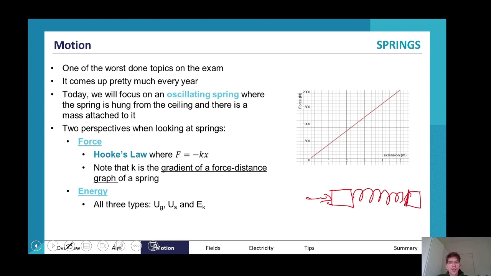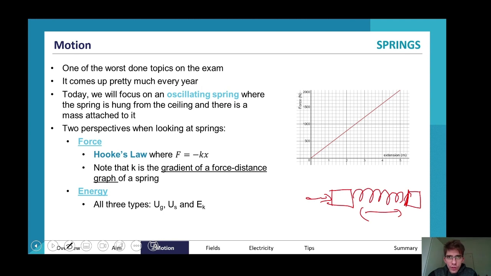Cool. Let's say we press the spring with a block. The amount of force that we are applying is proportional to the distance that the spring will be compressed by. Does that make any sense, guys?